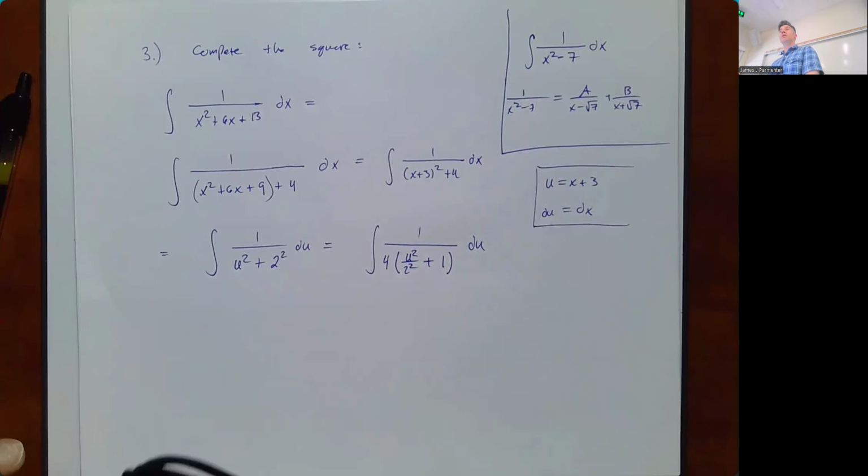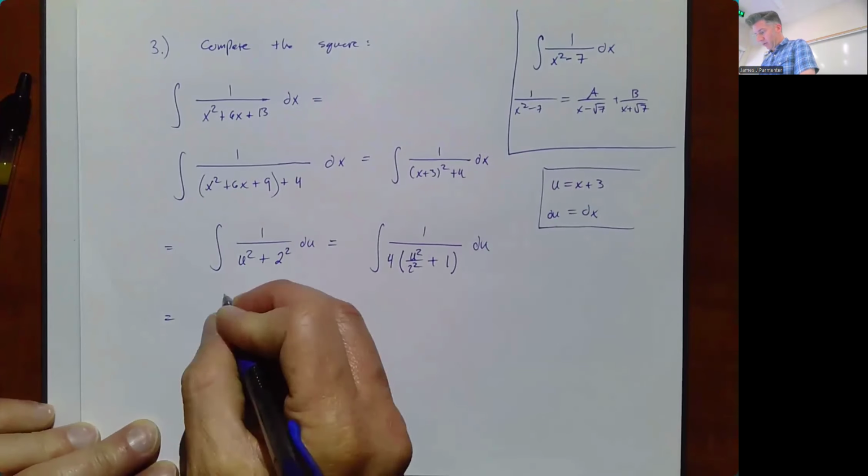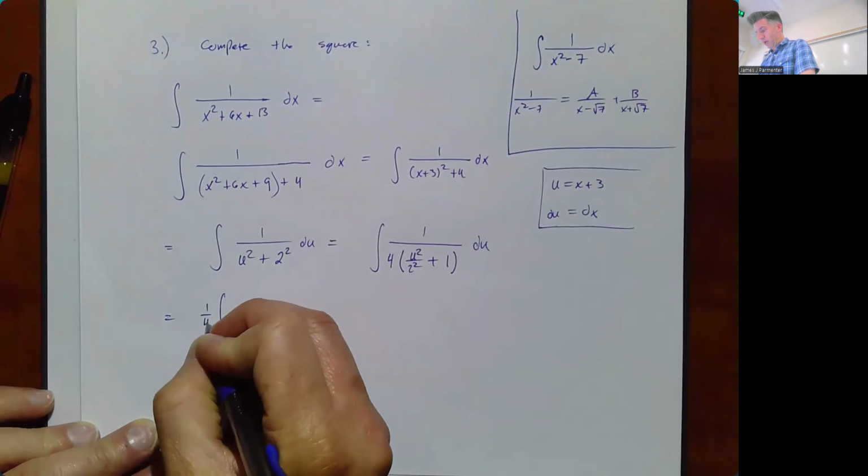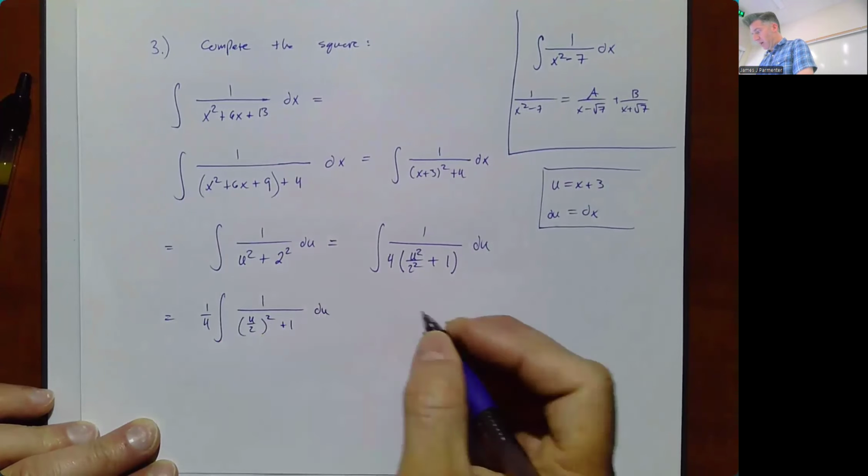The reason I'm doing this is to try to get it to look like 1 over something squared plus 1, because I know that the antiderivative of that is the arctangent of the something. I feel like I'm doing too much work here, but so be it. So then we would rewrite this as 1/4 times the integral of 1 over (u over 2) squared plus 1. And then we do another u sub.